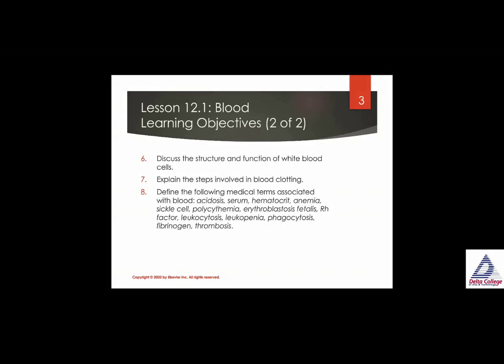We'll also discuss the structure and function of white blood cells, explain the steps involved in blood clotting, and define the following medical terms associated with blood: acidosis, serum, hematocrit, anemia, sickle cell, polycythemia, erythroblastosis fetalis, RH factor, leukocytosis, leukopenia, phagocytosis, fibrinogen, and thrombosis. So you need to make sure that you can define all those terms.